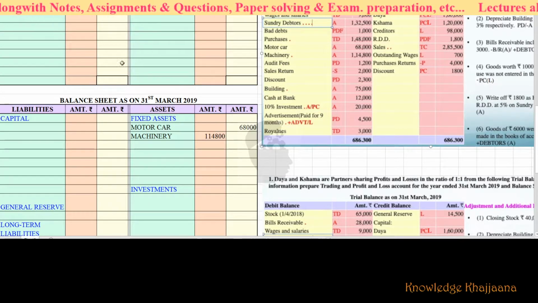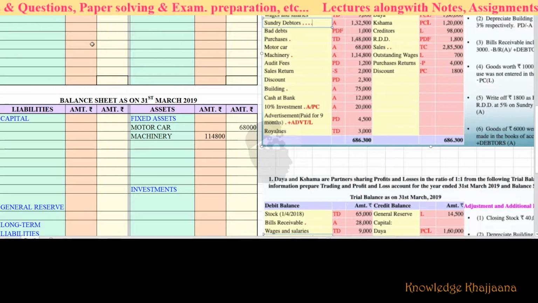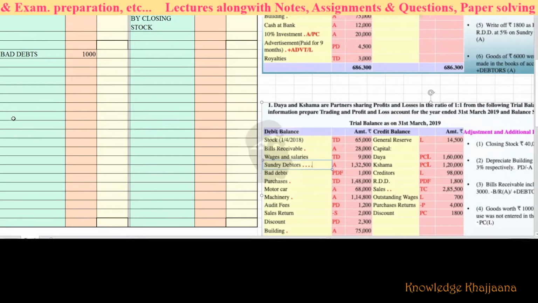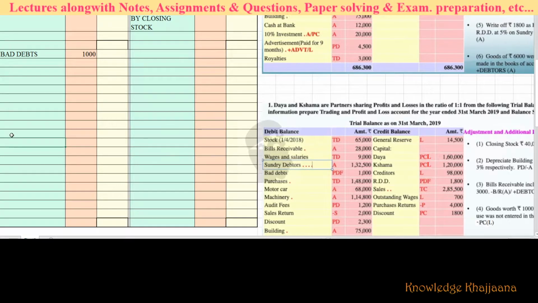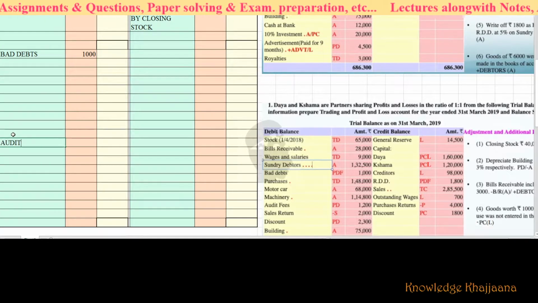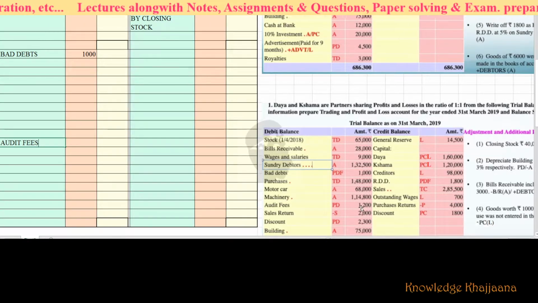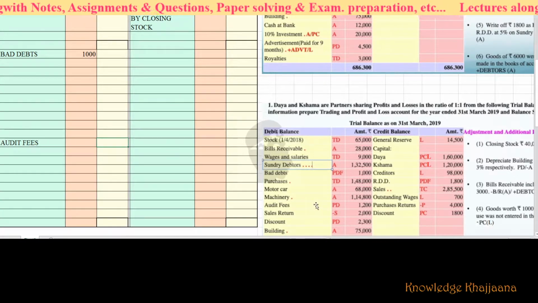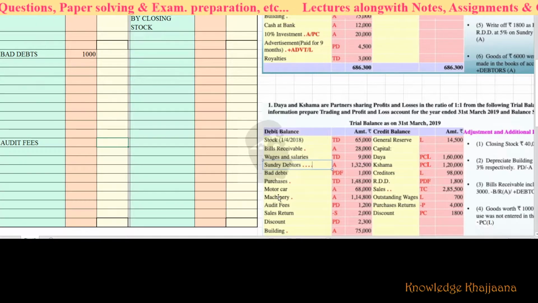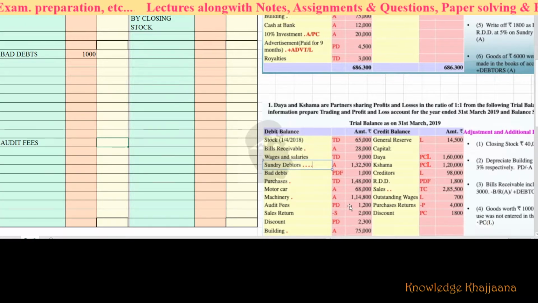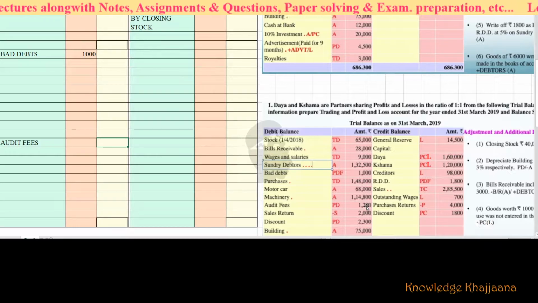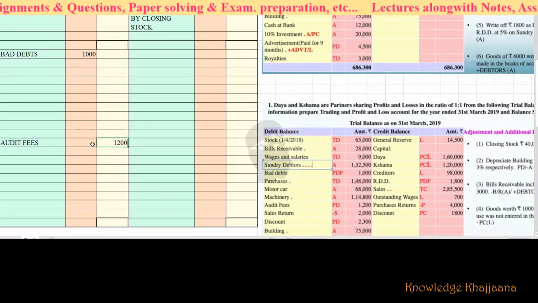Then audit fees. Audit fees, profit and loss account, debit side. So we write somewhere over here, audit fees. How much of amount? Rupees 1,200. See, there is no adjustment against audit fees. Audit fees, profit and loss account debit side, rupees 1,200. There is no adjustment.